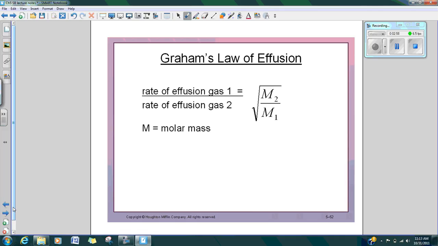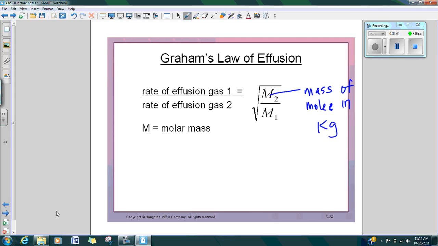This is the formula that we're going to use for that. You can see that we have Graham's law of effusion. The rate of effusion of gas 1 over the rate of effusion of gas 2 is equal to the square root of their masses. Because that's a capital M, that is going to be the mass of a mole in kilograms. M is molar mass like we just said, but it has to be in kilograms.